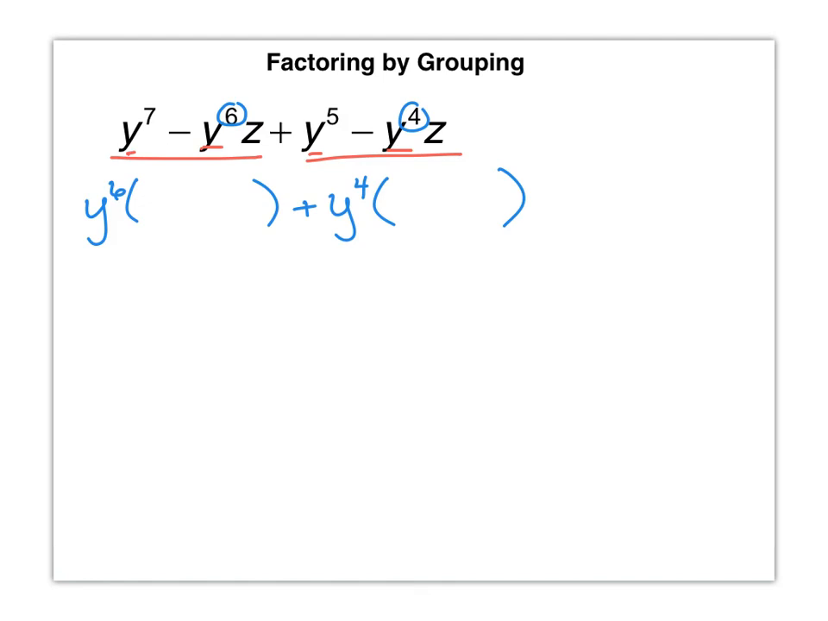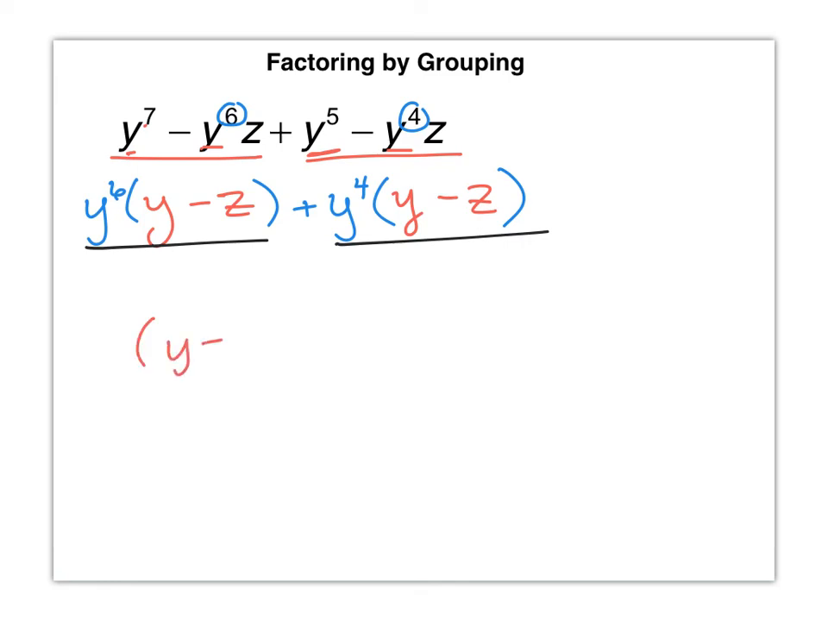When you factor out a y to the sixth from y to the seventh, y to the seventh divided by y to the sixth is y to the first. You're left with a single y. And then the second term, y to the sixth z, divide out a y to the sixth, you'll be left with a minus z. For the third term, the y to the fifth, factor out a y to the fourth, you're left with a single y. And a minus y to the fourth z, factored out a y to the fourth, you'll be left with a minus z.